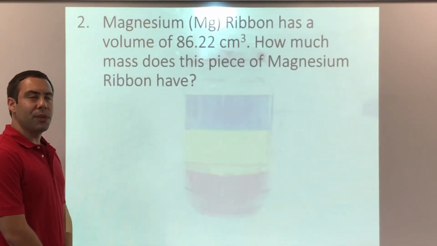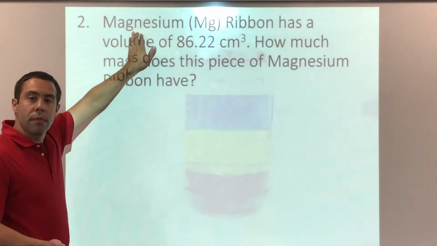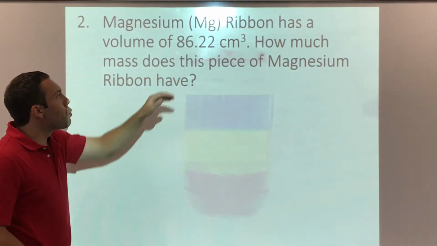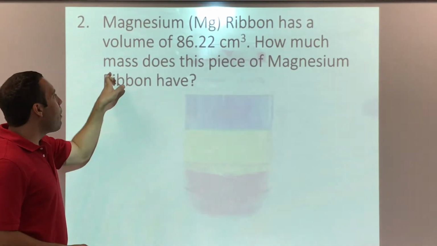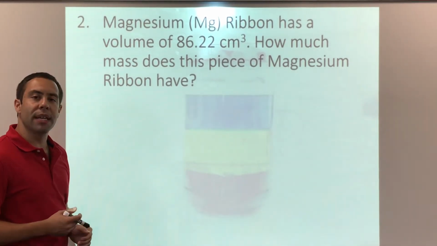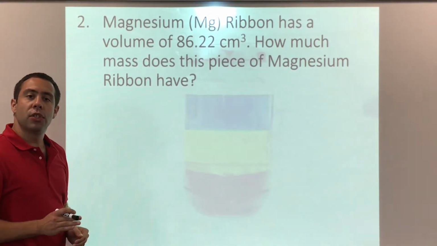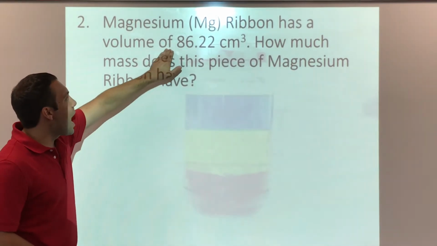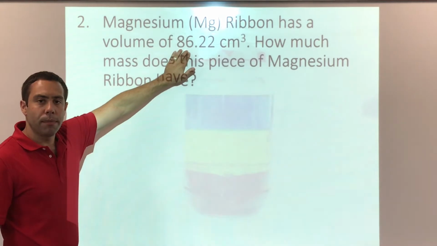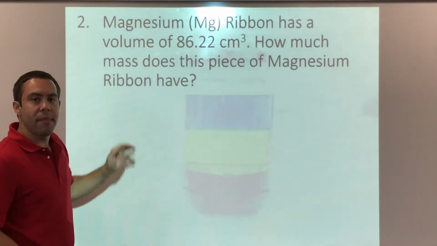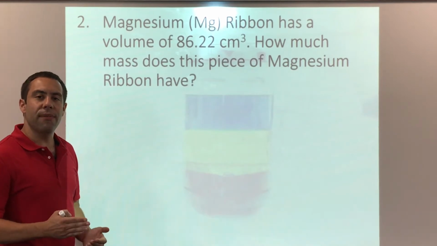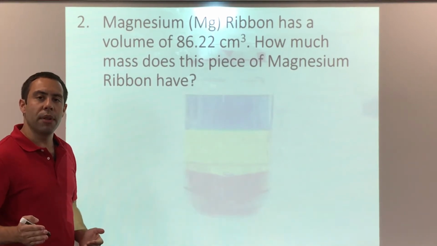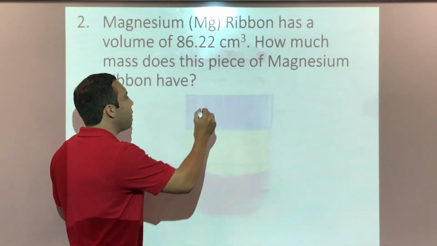Practice problem number 2 states, magnesium, Mg, element 12, ribbon has a volume of 86.22 cubic centimeters. How much mass does this piece of magnesium ribbon have? So here, we have the volume of the magnesium ribbon, and we're trying to find the mass. While we don't have the density, we can find that on table S. But first, let's write the formula.